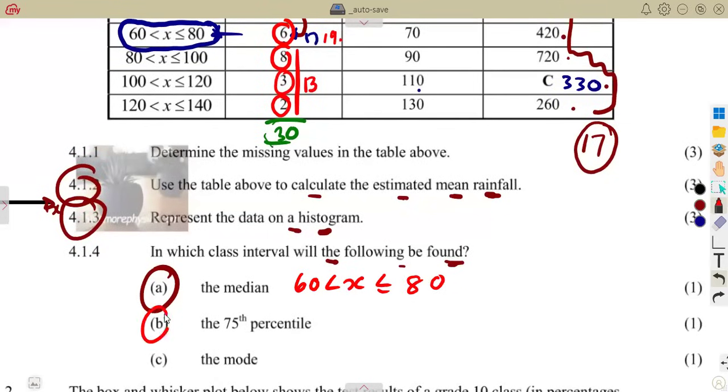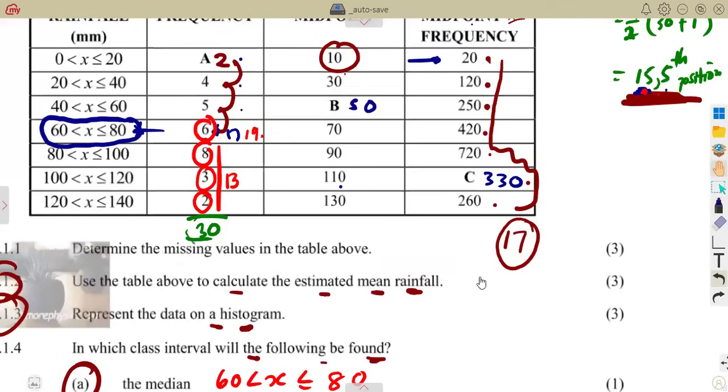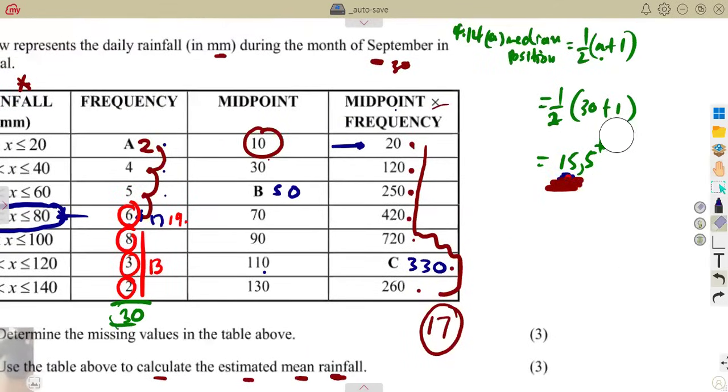All right. What about B? The 75%, the 75th percentile. That is the 75th percentile from the 75 percentage. It's a percentage, this one. So what is going to be that 75th percentile? It is just like how you calculated the median. We also need the position of that one.